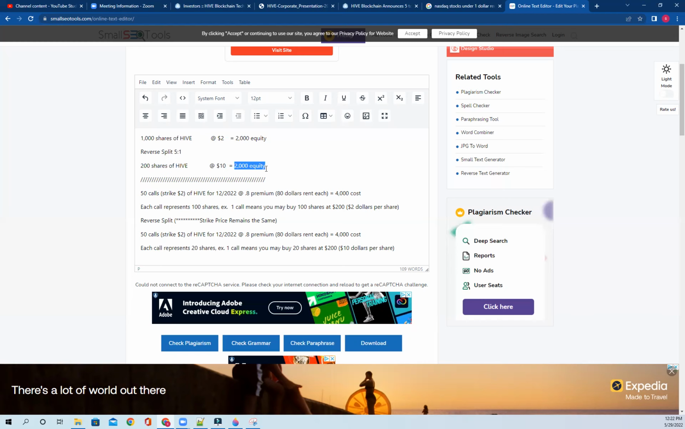Actually, in this case, since it's a reverse stock split, I start with 2 smaller pieces and merge them together to make the whole piece. Let's say I glue the pizza together, and now I have that whole pizza. It's still the same value, still the same item as the 2 halves. It's just a different representation of it.